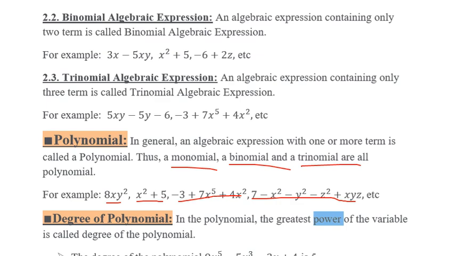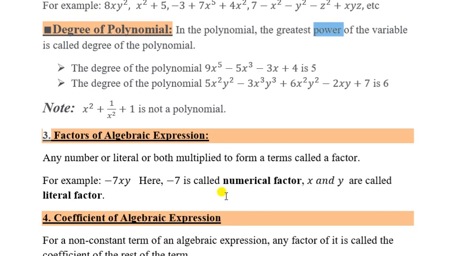Now we'll try to find out the degree of a polynomial. Degree of polynomial is very important. Sometimes you'll get a question from here. The greatest power of the variable in an algebraic expression is called the degree of the polynomial. If we see one example, it will be easy to identify the degree.